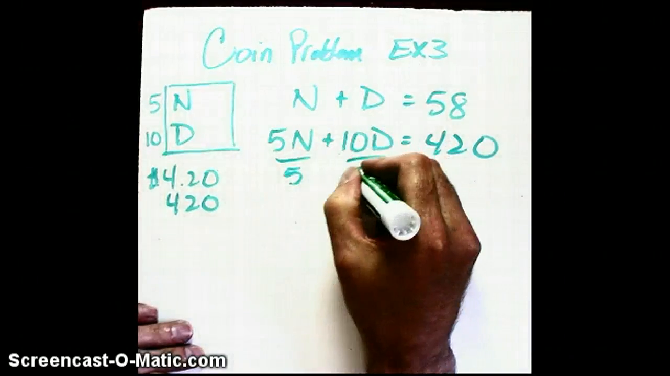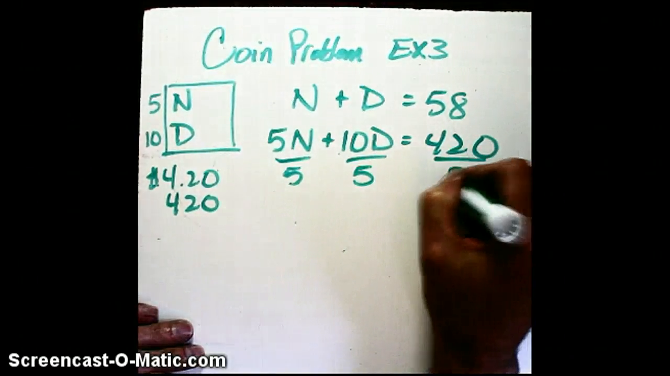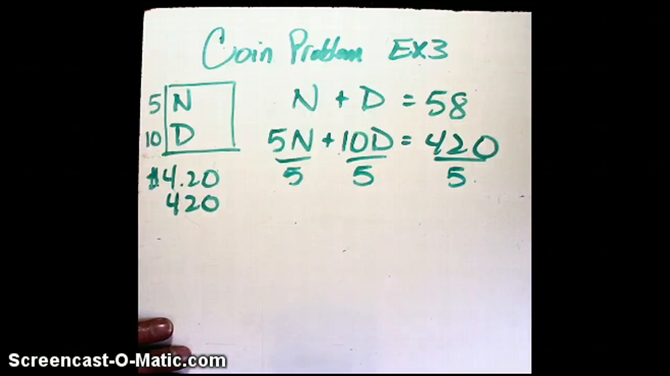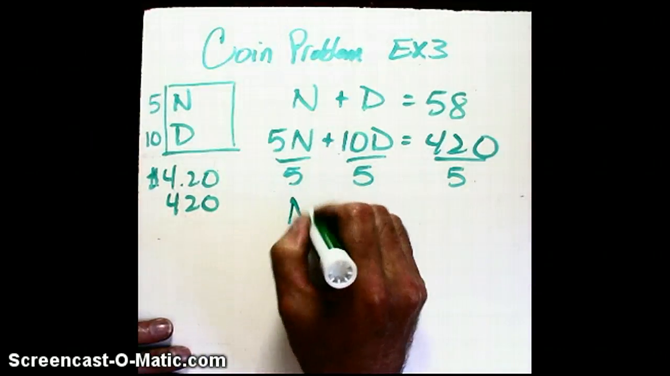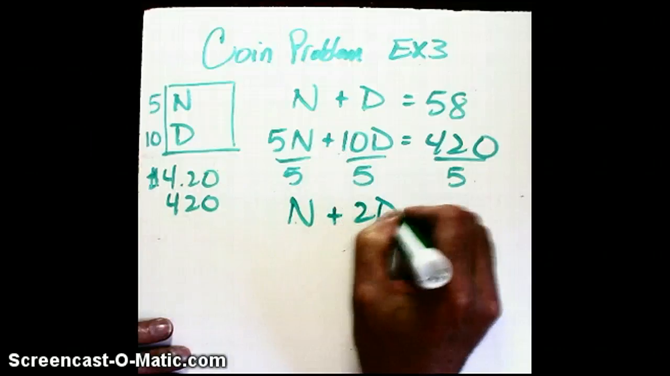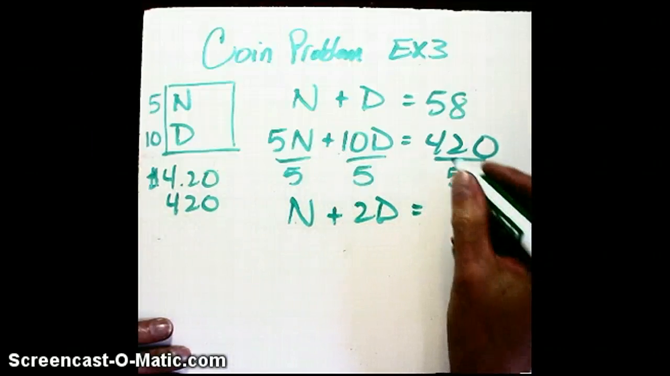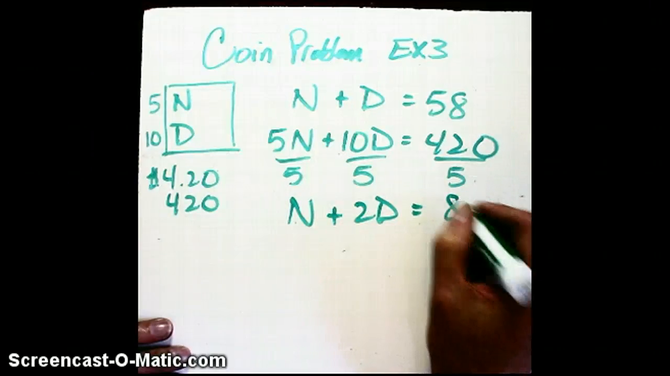Okay? Now, if you're looking for one method that's going to do all of the problems, you're going to be very upset. But just keep on working and you'll get better at this. So this is N plus 2D is equal to, well, that goes into there, let's see, 84.